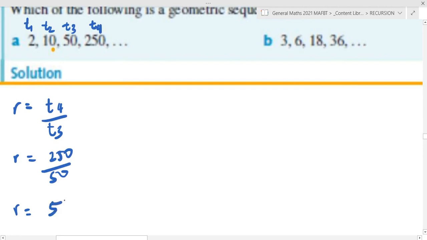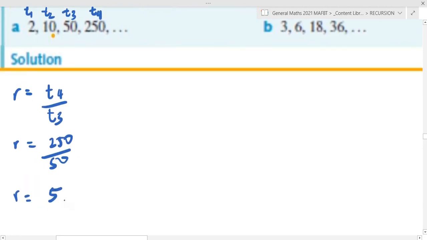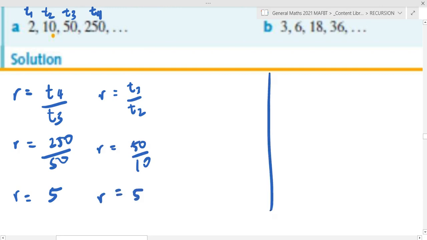Okay, all right, fine. That's cool. Let me test it on another one. Let's try it on T3 divided by T2. So that would be 50 divided by 10, and that also equals 5. So it's looking like the first one is most likely a geometric sequence. I'm going to try one more just to test it. It's good to test at least more than 2, because you never know what they've thrown at you later on.